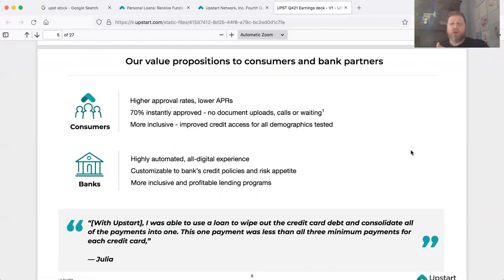I mean, I actually just got a car loan recently. It was like in the twos. My mortgage is in the twos. So I don't know what the situation is where someone has interest rates over 24%. And what I would say is they're likely getting ripped off already. This barely makes a dent in that and simply creates a massive monthly payment that I think would be very difficult to pay anyways. 70% are instantly approved, no document uploads, calls, or waiting. It's more inclusive, according to this, because of improved credit access for all demographics tested.